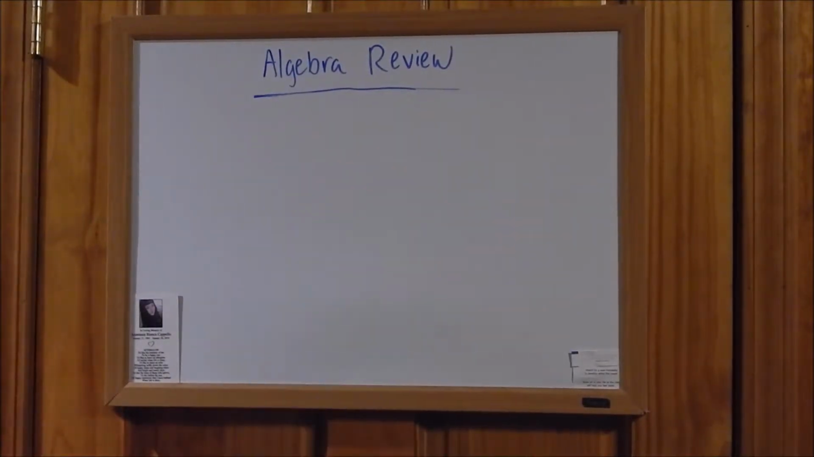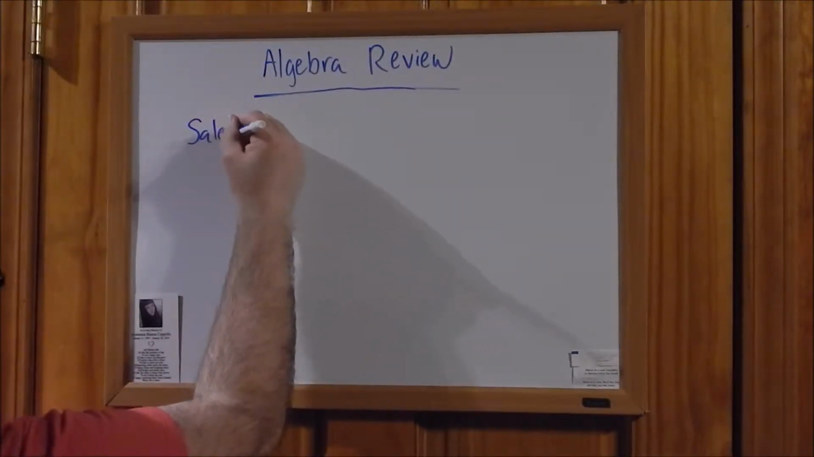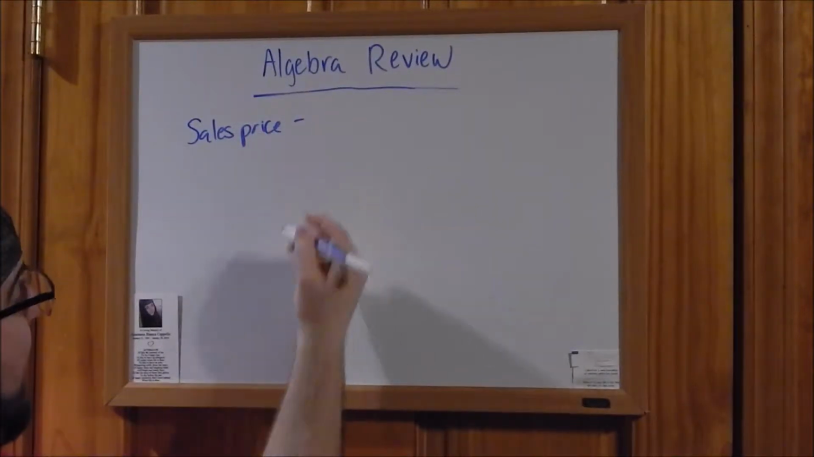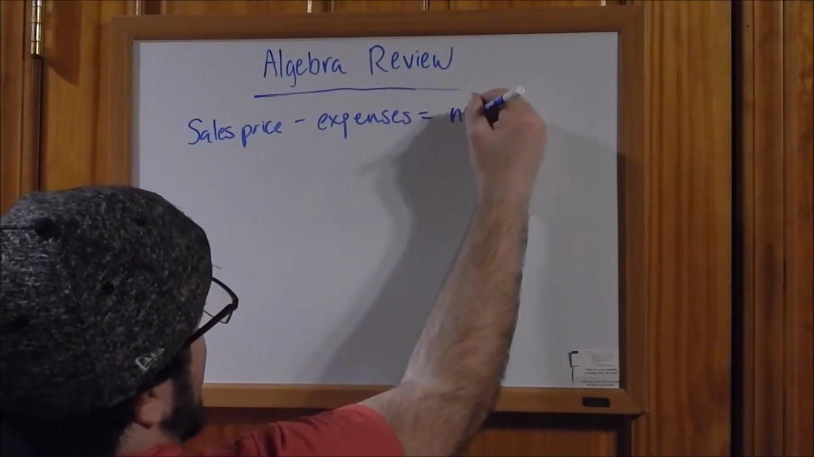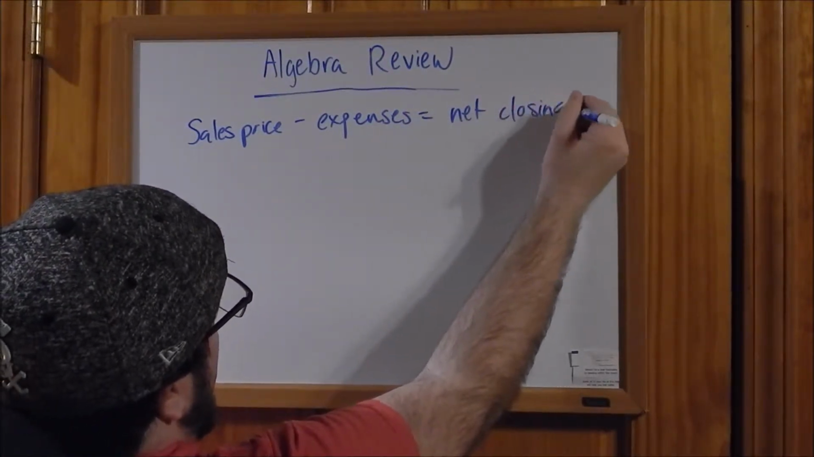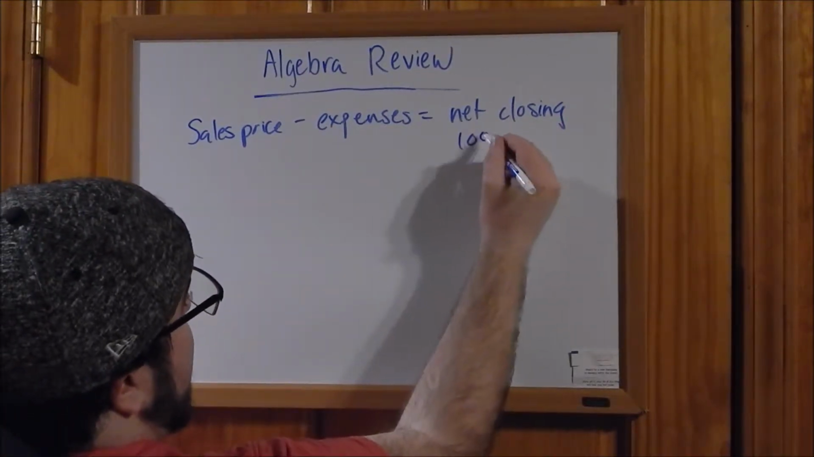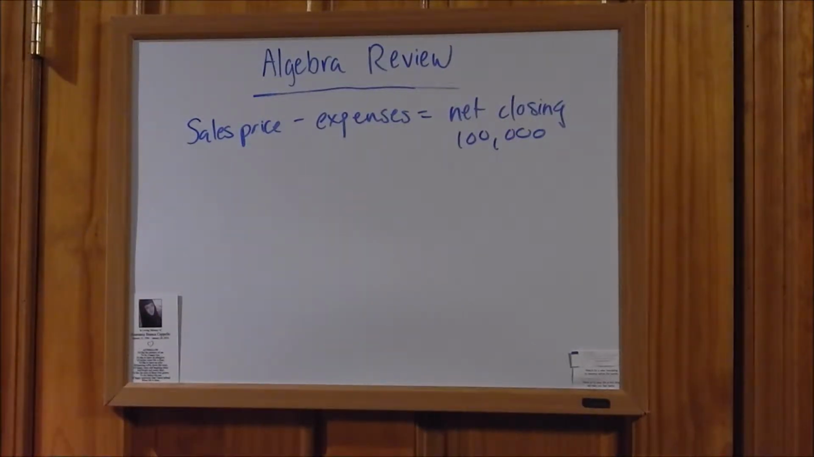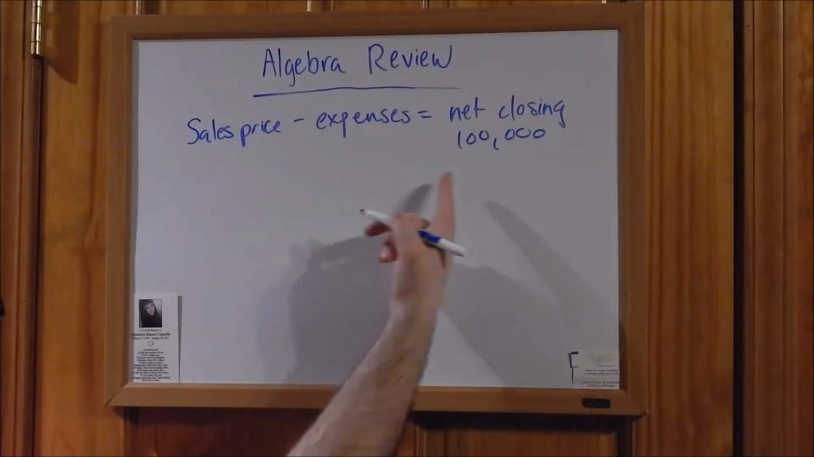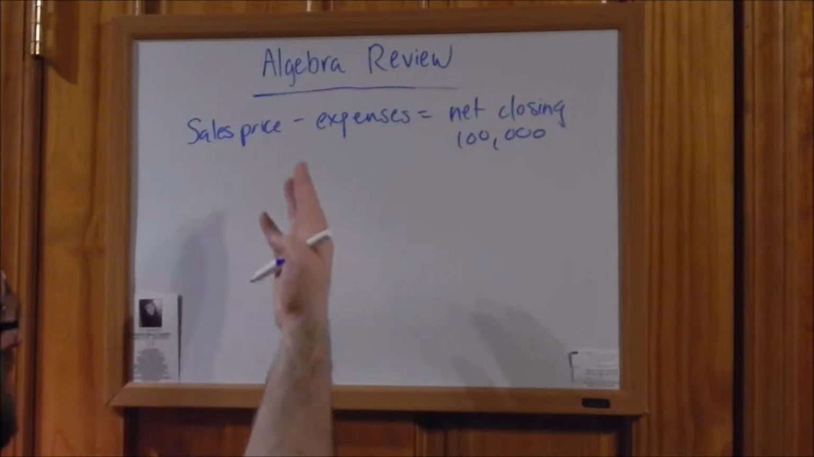Here's where this gets important. For the net closing, which is going to be the first question that we do after this portion of the video, we have a sales price, which we don't know, minus your expenses, equals net closing. Okay? So if the client wants to make $100,000 after all of their expenses, what's the sales price going to be? Well, they're not going to say your expenses are $20,000. Oh, well, that's easy, $20,000, and my sales price is $120,000. That's pretty easy to figure out.